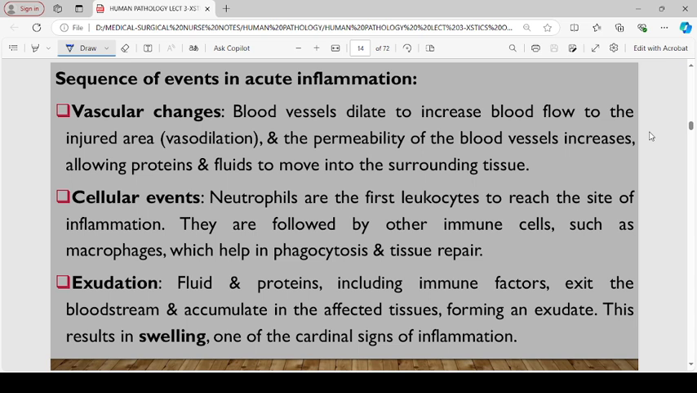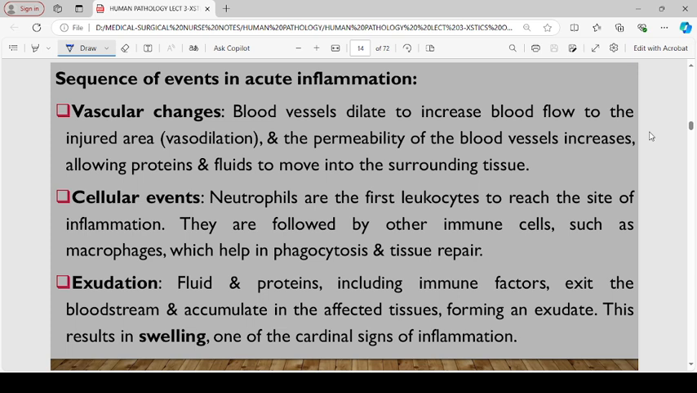On cellular events, neutrophils, as we have indicated, are normally the first leukocytes to reach the site of inflammation. They are then followed by macrophages, which help phagocytose and repair the tissues. Lastly, we have exudation, where fluid and proteins, including immune factors, will exit the bloodstream and accumulate in the affected area, forming an exudate.